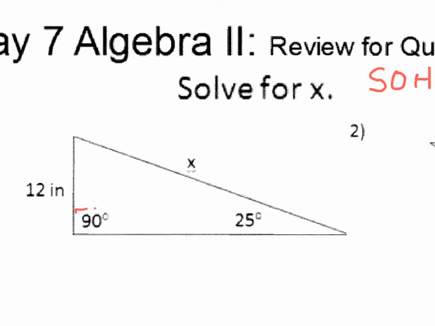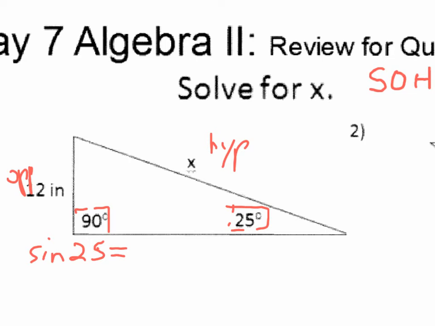So in the first one, you see your 90-degree angle, and then the only other angle you have is 25. You could figure out the other angle, but you don't need to. So when you're looking at 25 degrees, the side across from it is 12, that's opposite, and then x is a hypotenuse. So based on SOHCAHTOA, we have to use sine because we have opposite and hypotenuse in our problem. So sine of 25 is equal to opposite over hypotenuse.